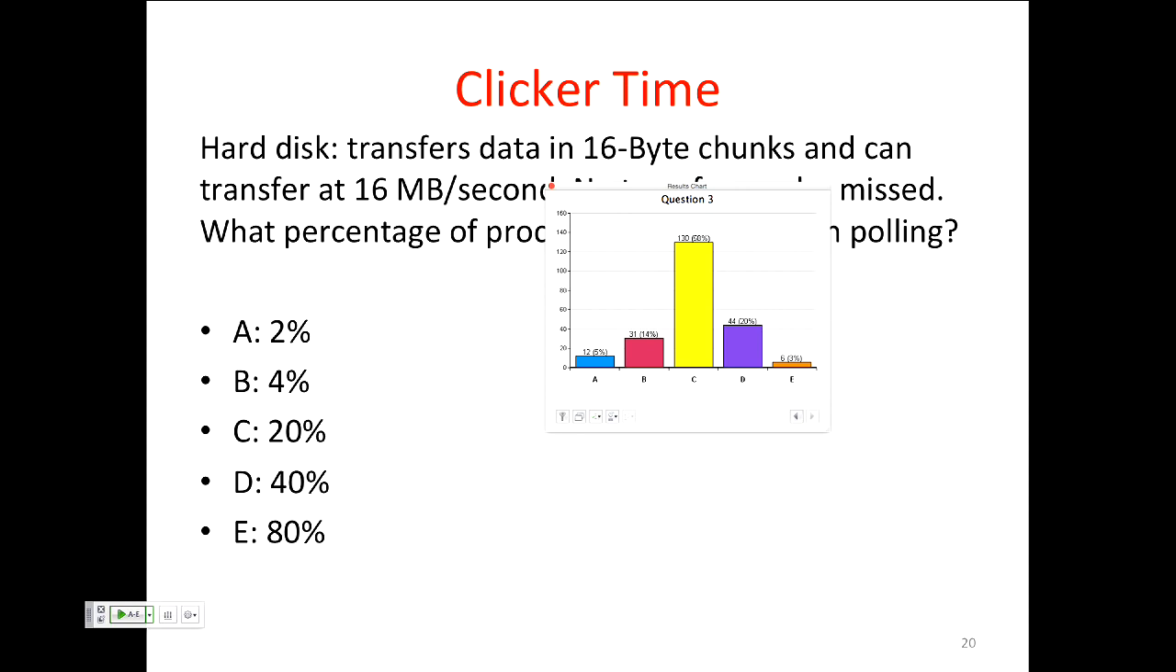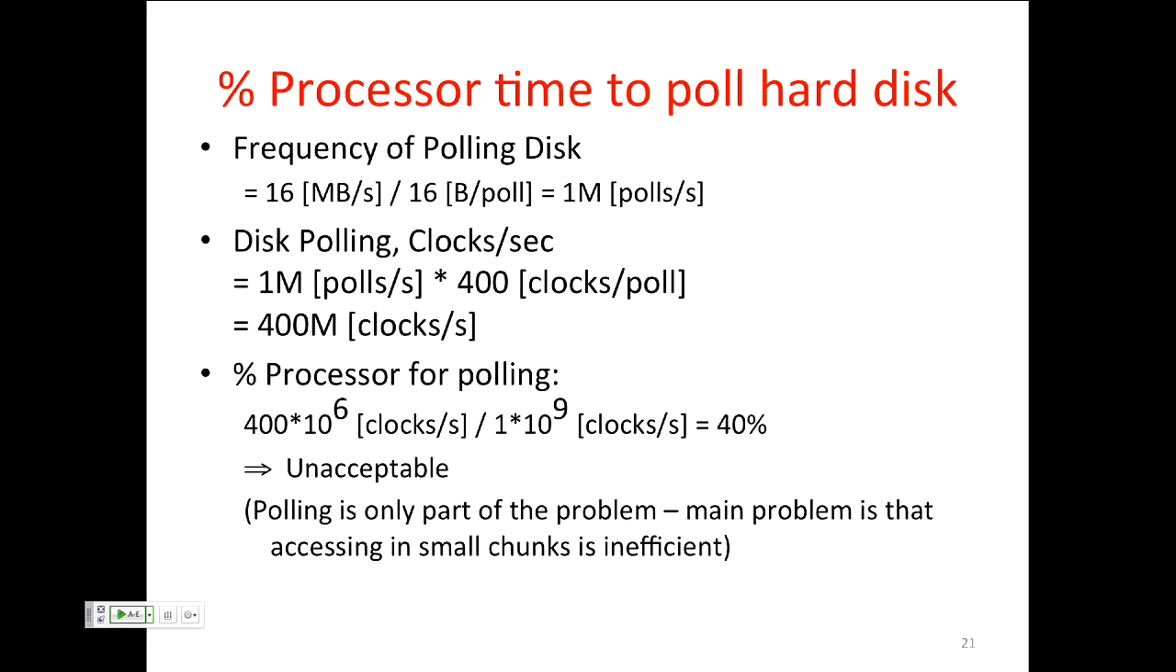Interesting. So the right answer is actually D. Let's do the math. We have a transfer rate of 16 megabytes per second. And every time we poll, we bring in 16 bytes, which means we have to poll 1 million times per second. Each of these polls takes 400 clock cycles, so we spend 400 million clock cycles just polling. And 400 million out of a billion is 40%. And that's a lot of time just sitting there, spinning around and waiting for data to come in.